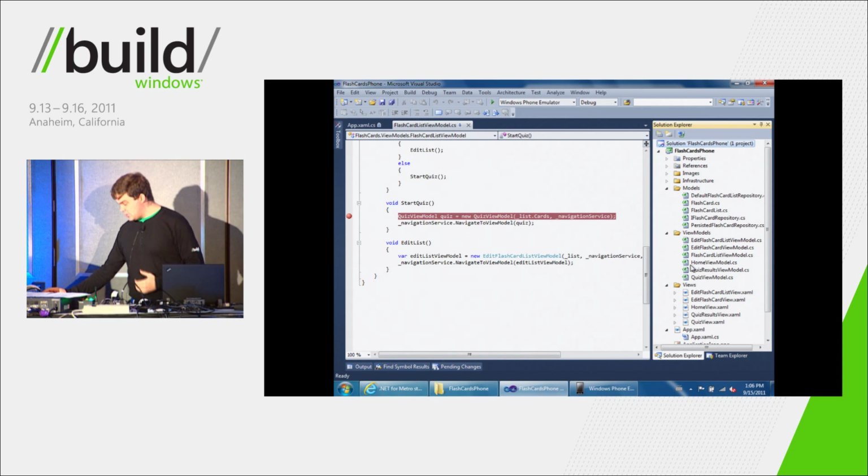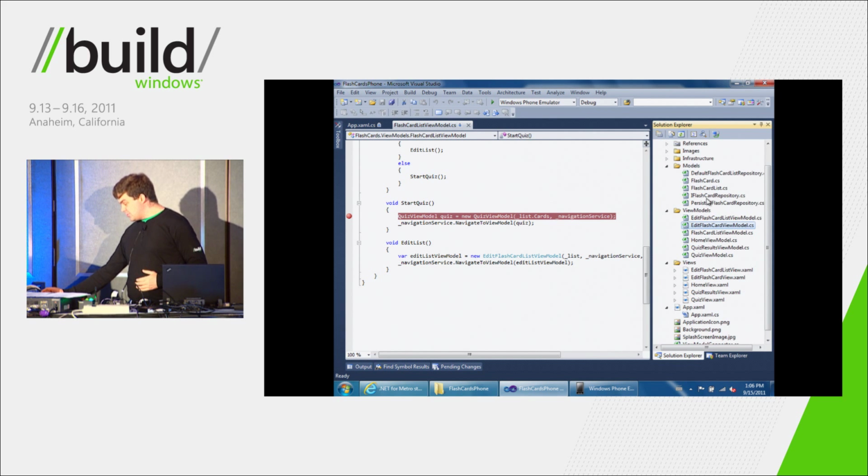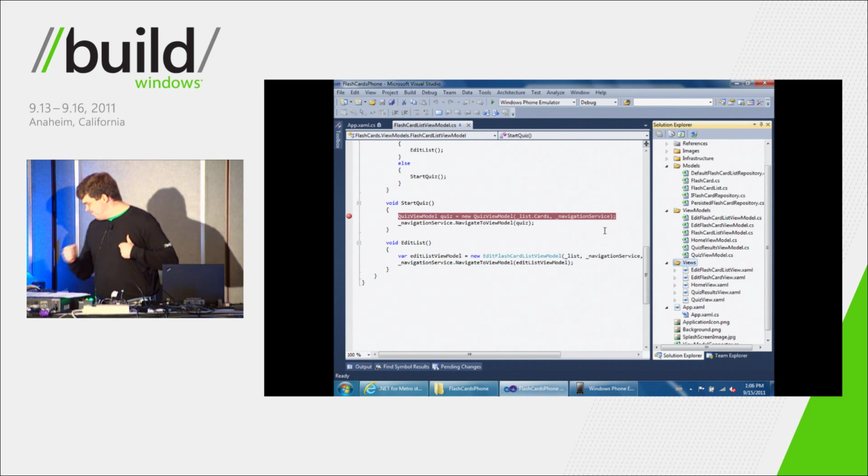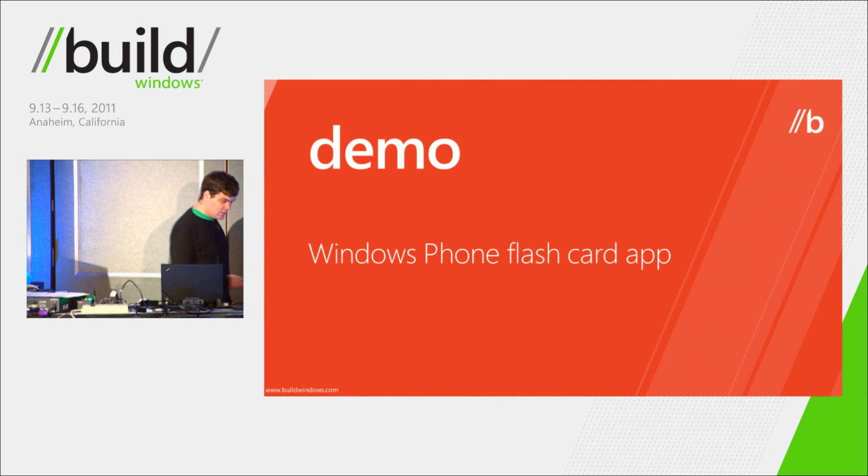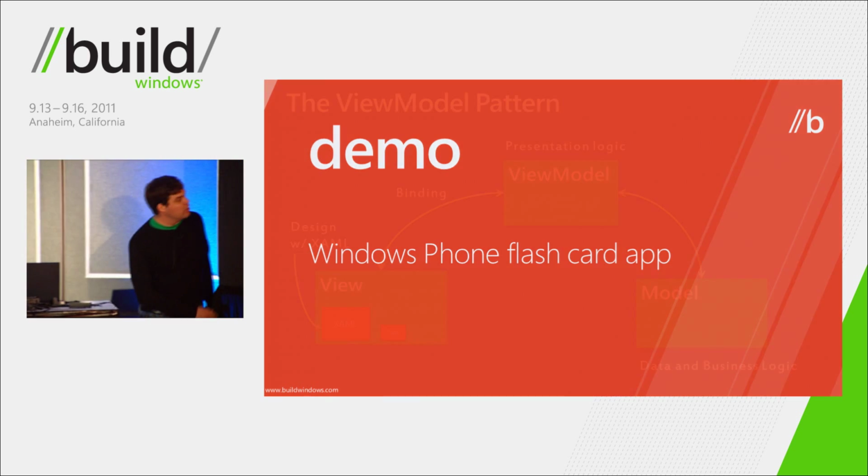If we look at the code here in Visual Studio, we see that we have different folders in our solution, and we've got folders for the model, the view models, and the views. So let's just go back to the PowerPoint for a second and talk about what that means.